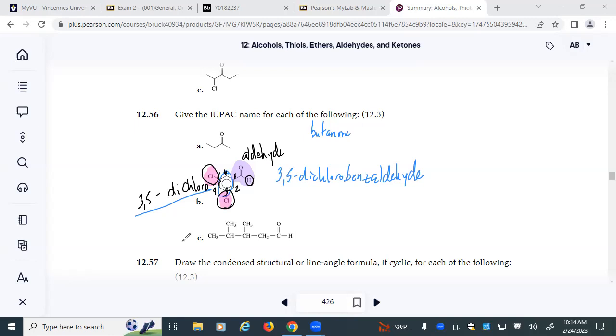All right, let's look at this third example. Now, once again, we need to identify the longest chain. Since we know we have an aldehyde group here, we can automatically start numbering from this carbon. We know we're going to anyway. So the question is, what's going to give us the longest chain? Do we go just straight across, or do we try to follow one of those branches?